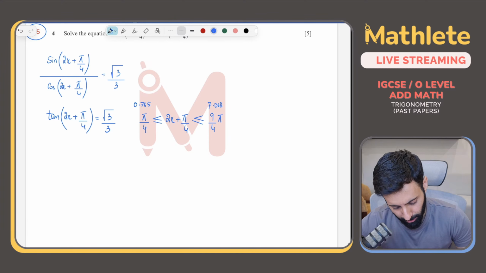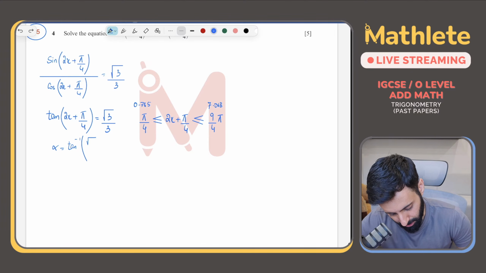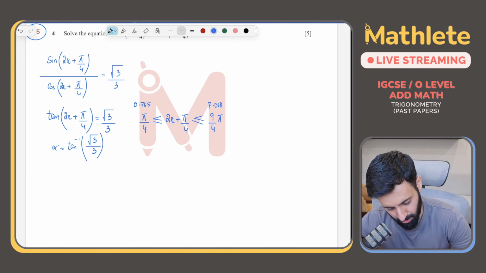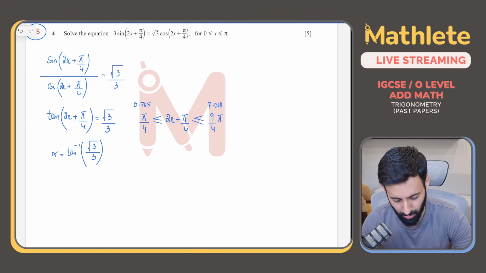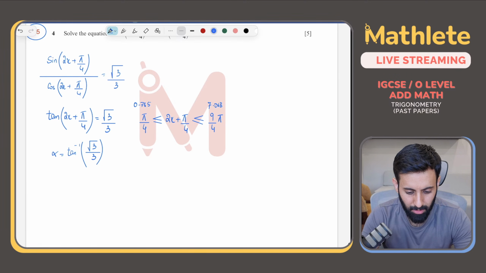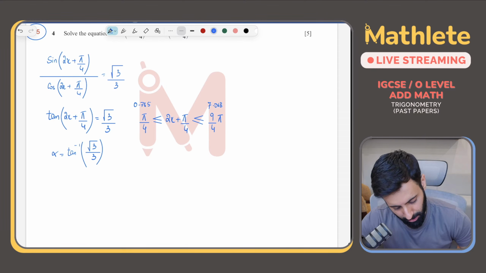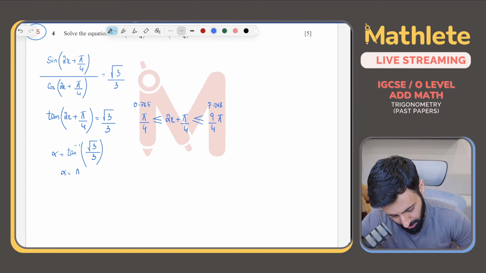So what do we do now? We now find alpha. Tan is positive, which means it's going to be in the first and the third quadrant. So it's going to be tan inverse of under root 3 upon 3. Let's find out tan inverse of under root 3 upon 3. That's equal to pi upon 6. So alpha is equal to pi upon 6, and pi upon 6 is approximately equal to 0.523.